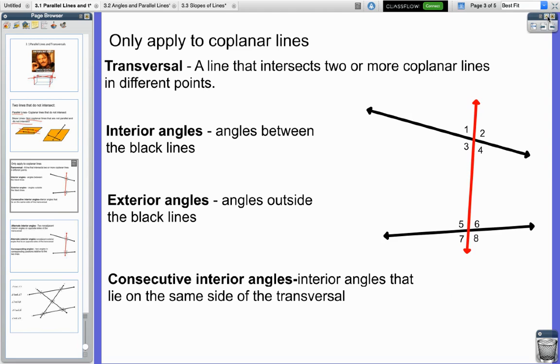Let me see if we can bring this up like that. There we go. All right. So a transversal is the line that intersects two or more. So this is a transversal right here.